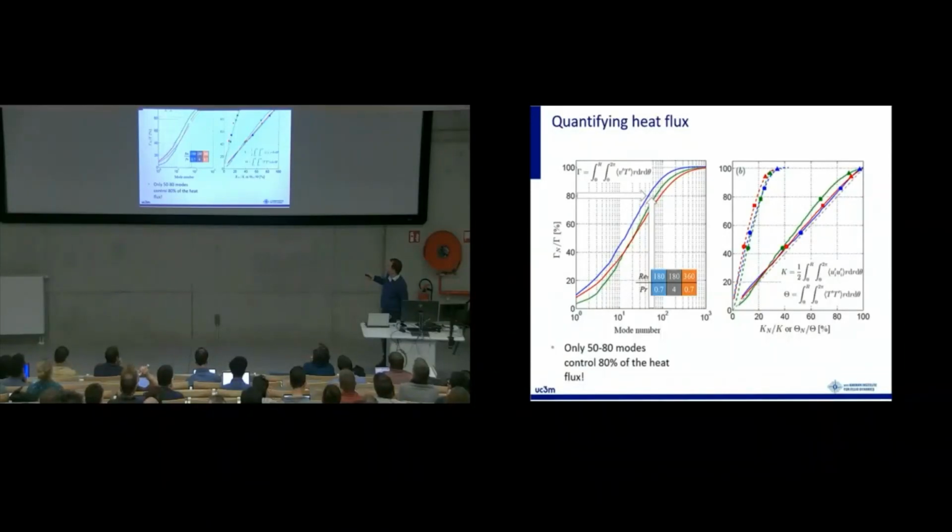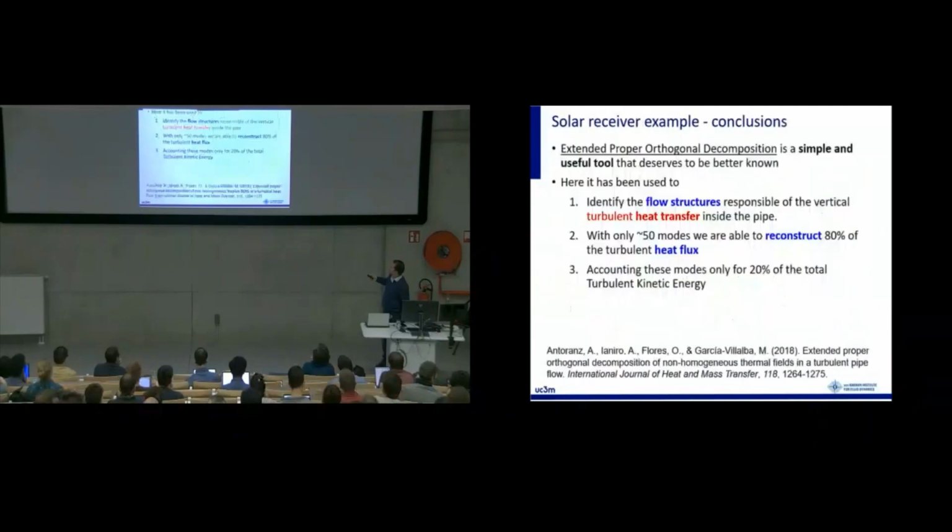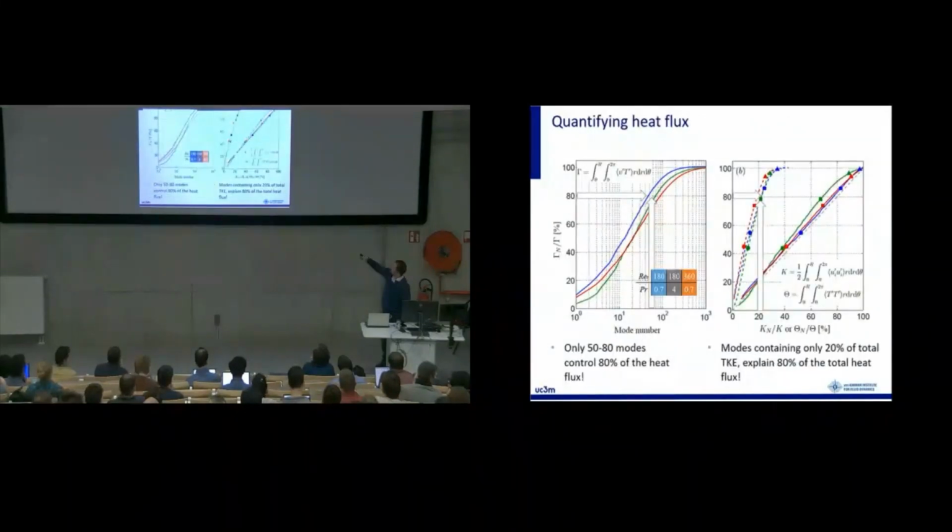Don't look at the temperature variance, which is this plot. Look here. You get 20% of the turbulent kinetic energy in the pipe, which is responsible for 80% of the thermal transport.